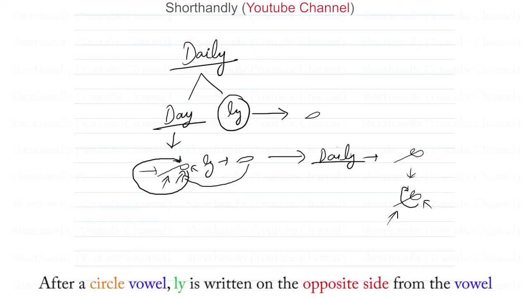So this is what this statement simply means: after a circle vowel, li is written on the opposite side from the vowel. So that was all about it. I'll see you in the next video.